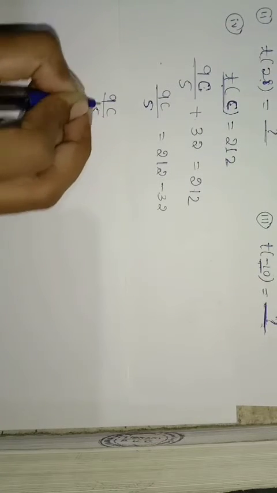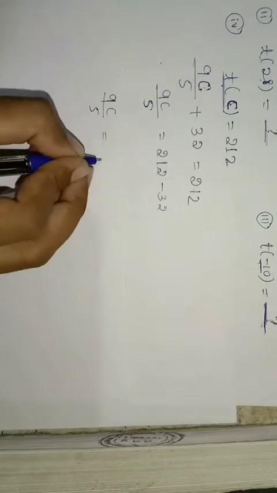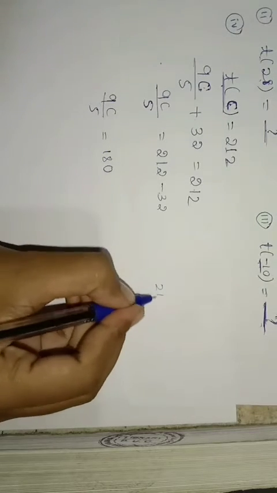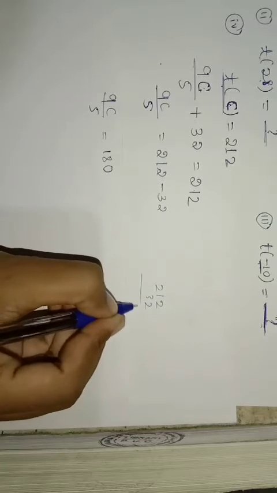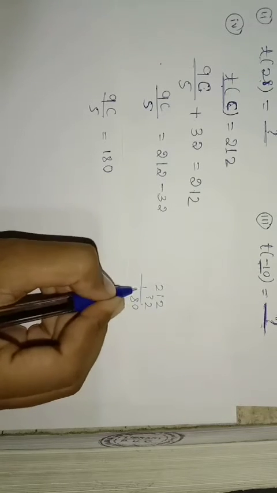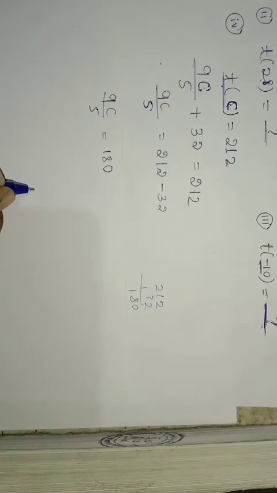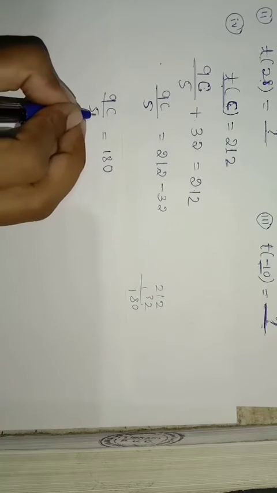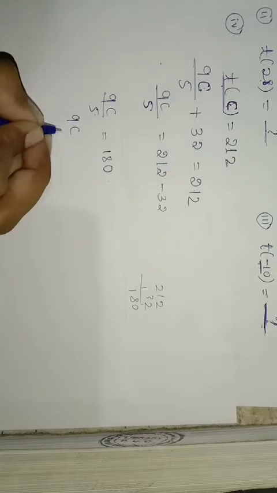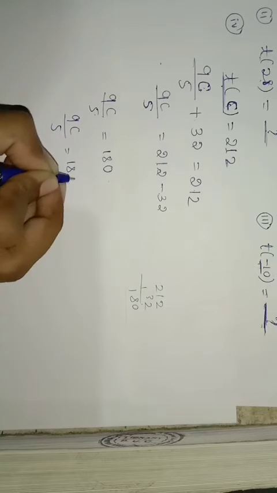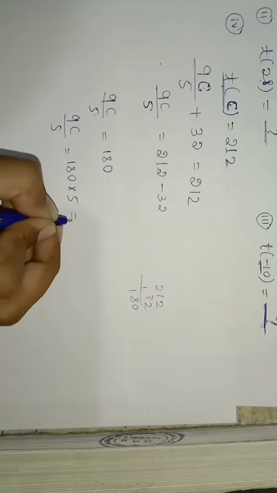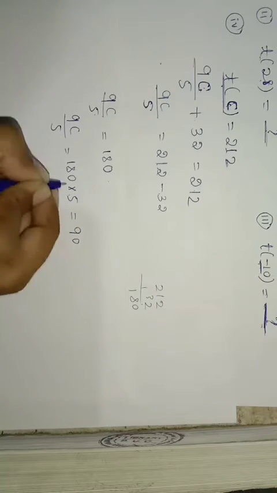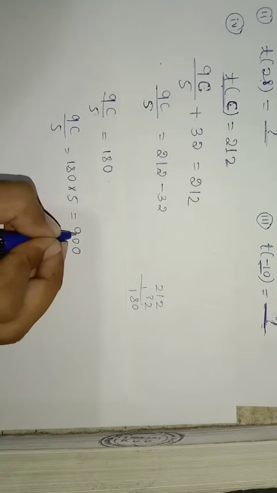9c by 5 is equal to 212 minus 32, which is 180. So what we have is 9c by 5 is equal to 180. Send this 5 to the right hand side. So 9c by 5 is equal to 180 into 5, that is 90 and 10. 18 5s are 90 and 10.